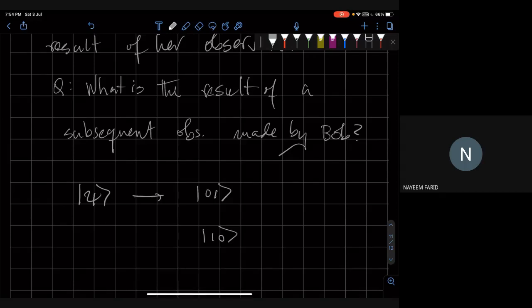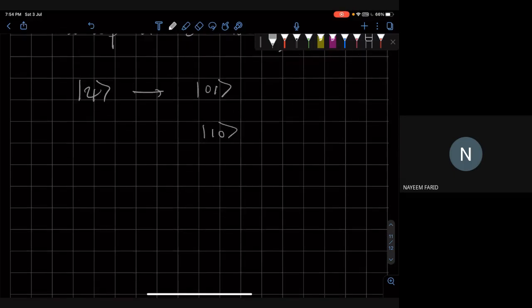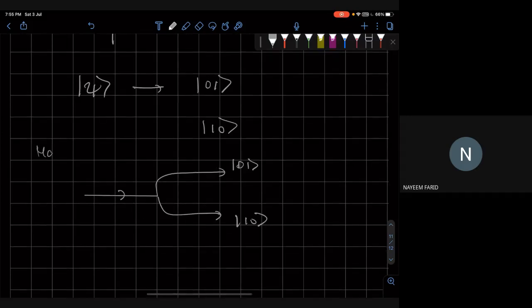If you believe in the many-world interpretation of quantum mechanics, you would say that this was before Alice made the observation. As soon as Alice made the observation, the universe branched into two different branches. In one branch, the combined state is 0-1, and in another branch of the universe, this. So this is the many world interpretation. Okay. Have you heard of many world interpretation?